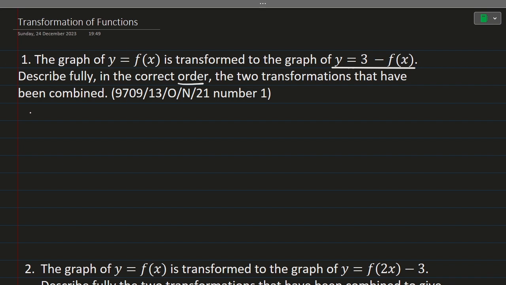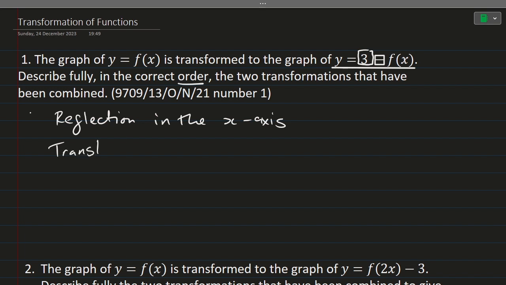So in this case, we have this negative sign that is a reflection in the x-axis. So our first transformation, that minus sign, is a reflection in the x-axis. Then we have this 3 over here, which is a translation in the y-axis by 3 units. So that's translation in the y-axis by 3 units.